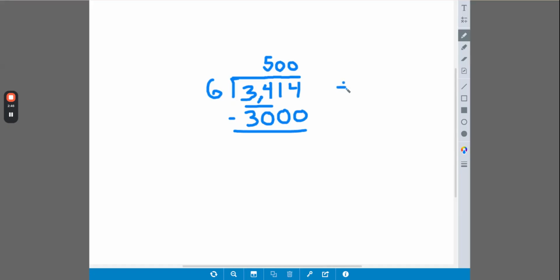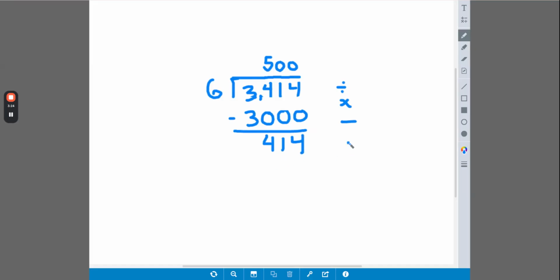So you have just witnessed the first 3 steps of our method. First, we think about how much can we divide the dividend up by. Then we multiply that amount times the groups, because it's 6 of them all together, 6 times 500. And then we subtract to see how much is left to divide. In this case, 414.